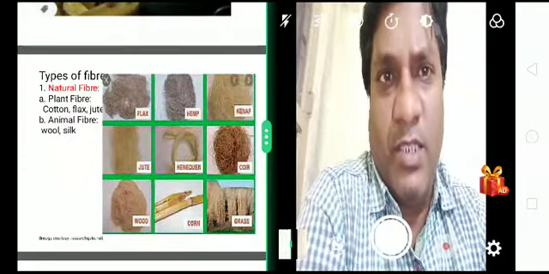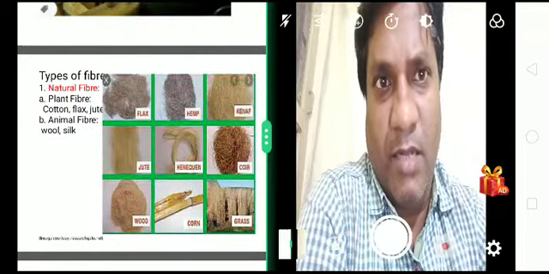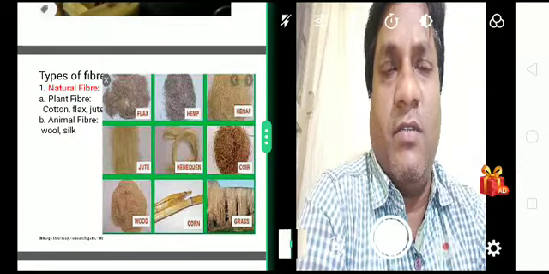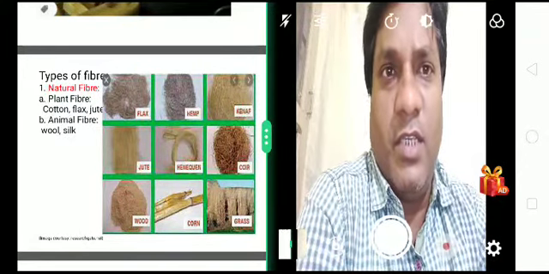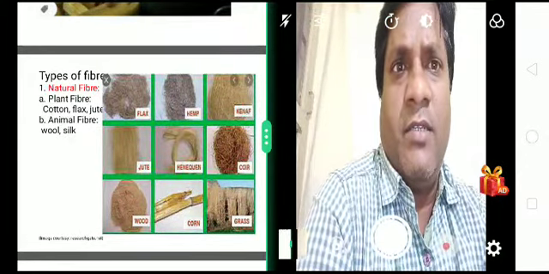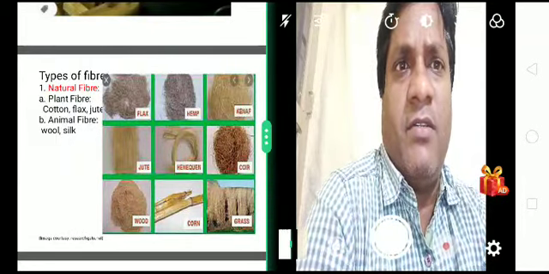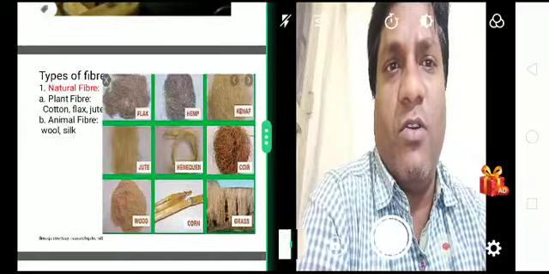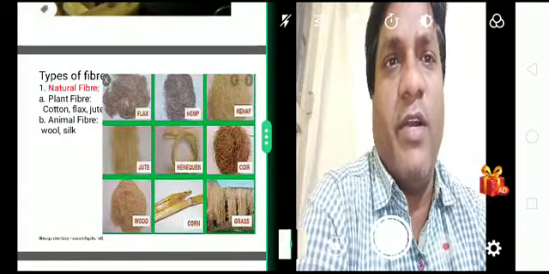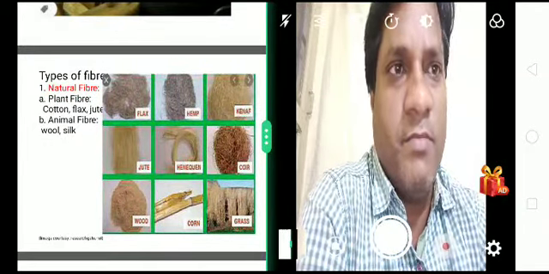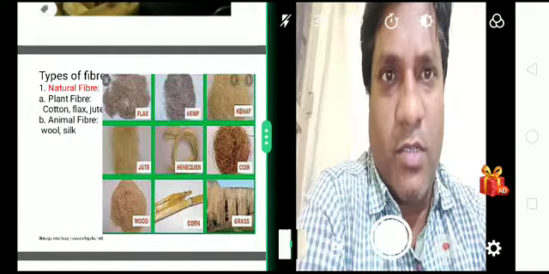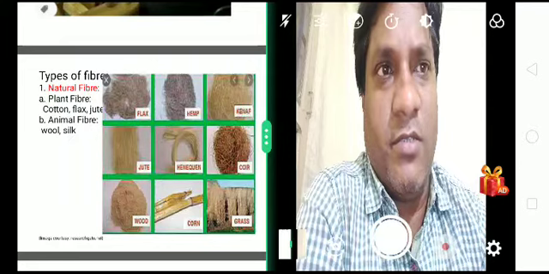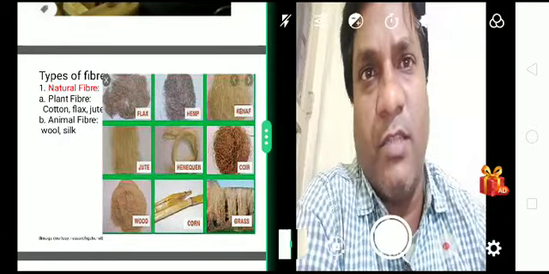In the photograph, you can see different types of fibers available in nature. The first one, left hand side top, is flax, then hemp fiber, jute, then wood fiber, corn fiber, grass fiber, coir, which is obtained from the coconut. So these are all the natural fibers which are available in nature.